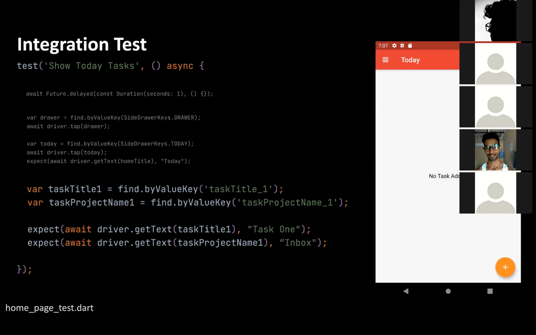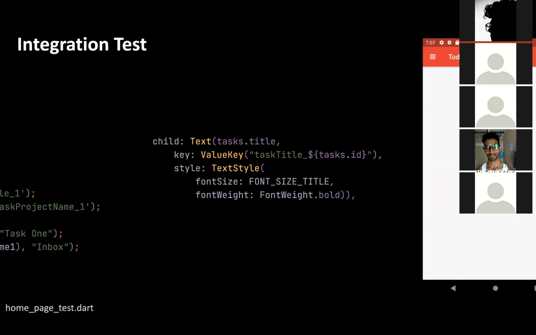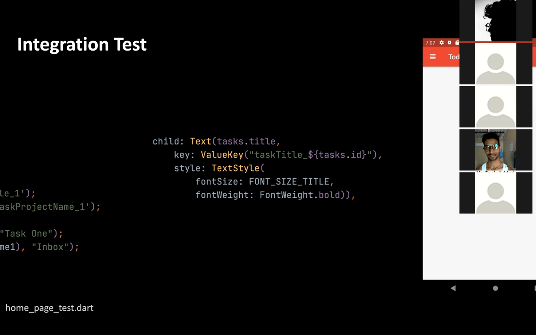Basically, I have a row widget where I show the title, and I'm adding that value key dynamically. Since it's a list, I'm adding a key dynamically, which is task underscore title underscore task ID. So whatever ID that task holds, I can get that key. This is how I'm adding it, so that in a list you can match a specific element.